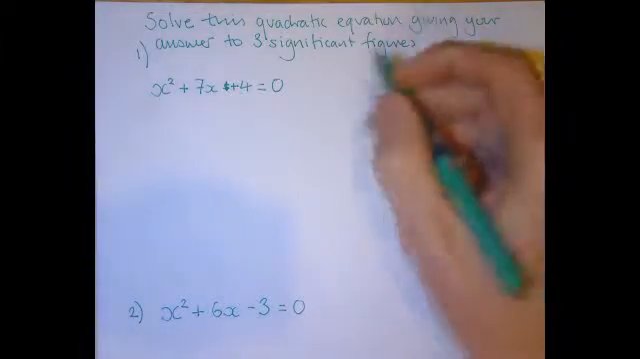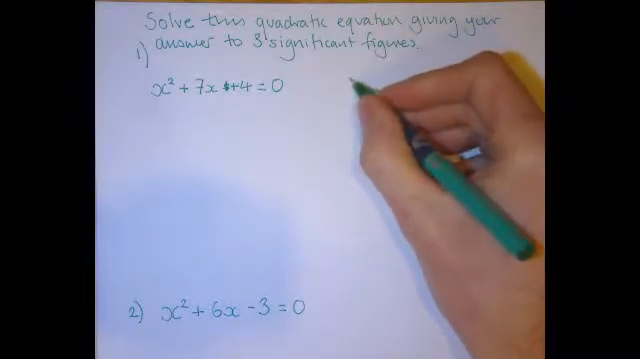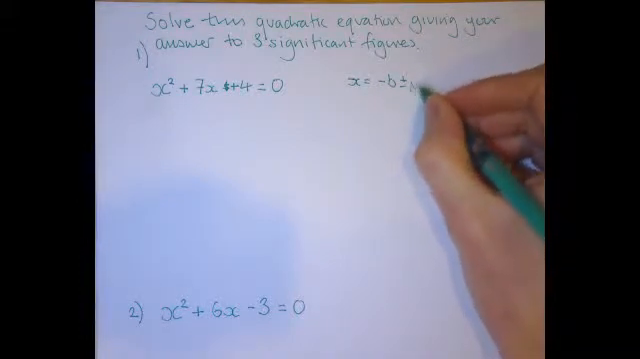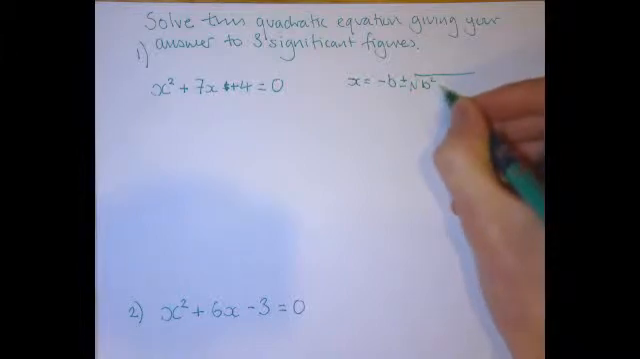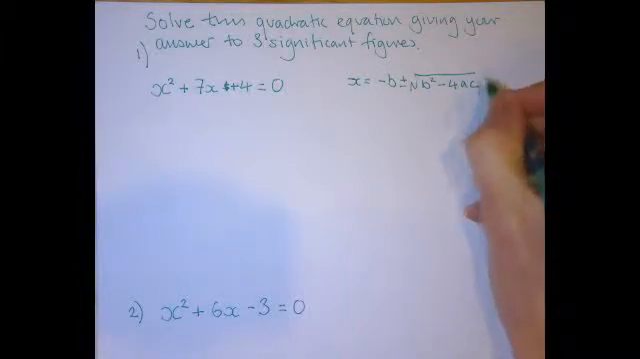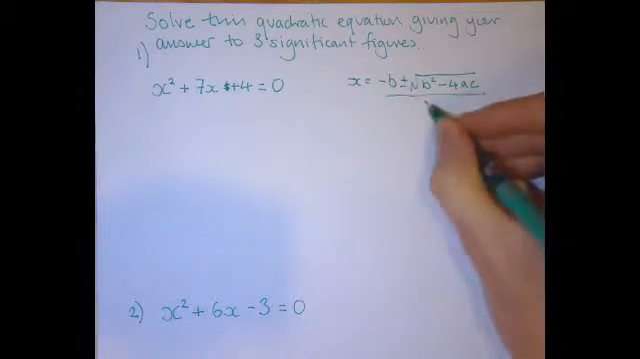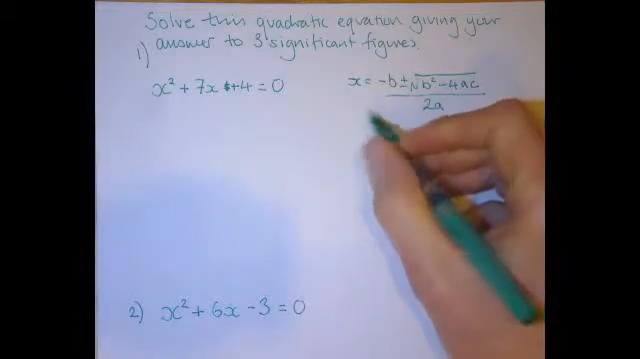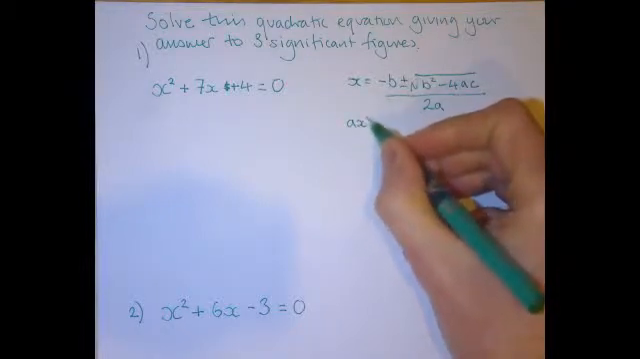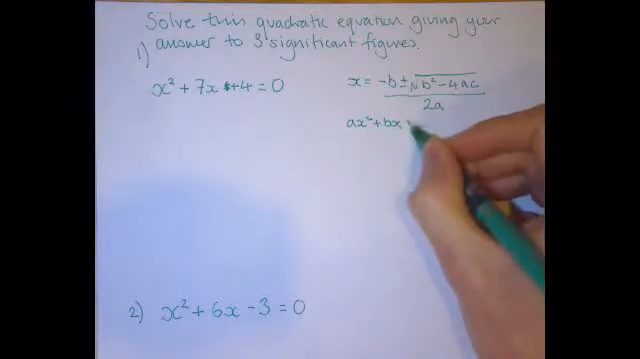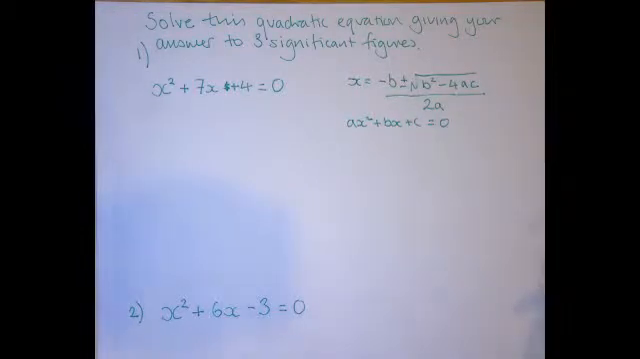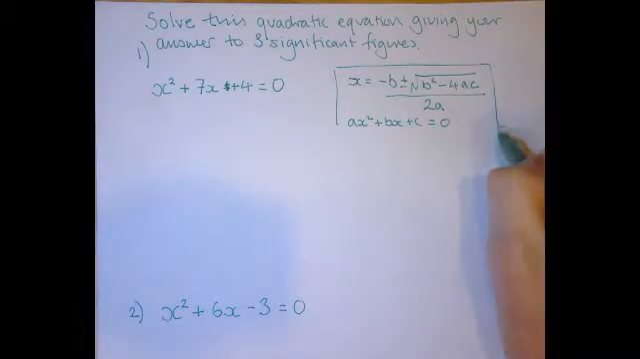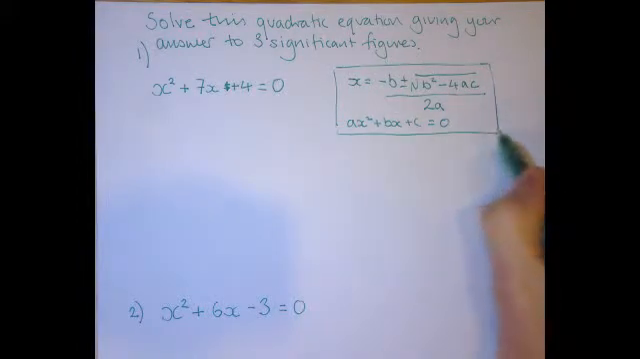So the first thing we need to do is remember what the quadratic formula is. It is x equals minus b plus or minus the square root of b squared minus 4ac, and all of that all divided by 2a. And that works for equations where ax squared plus bx plus c is equal to 0. That's something you need to remember. Some of you will get it in your exam depending which board you do, and for some you won't.